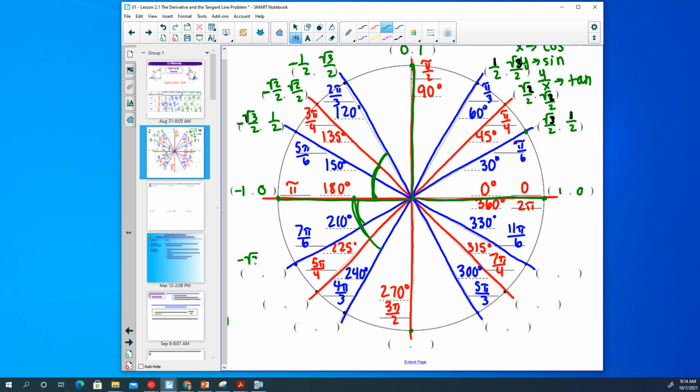I'll start with my 30 degrees: negative square root of 3 over 2, negative 1/2. Negative square root of 2 over 2, negative square root of 2 over 2. Negative 1/2, negative square root of 3 over 2. Okay, now this down here would be 0, negative 1.